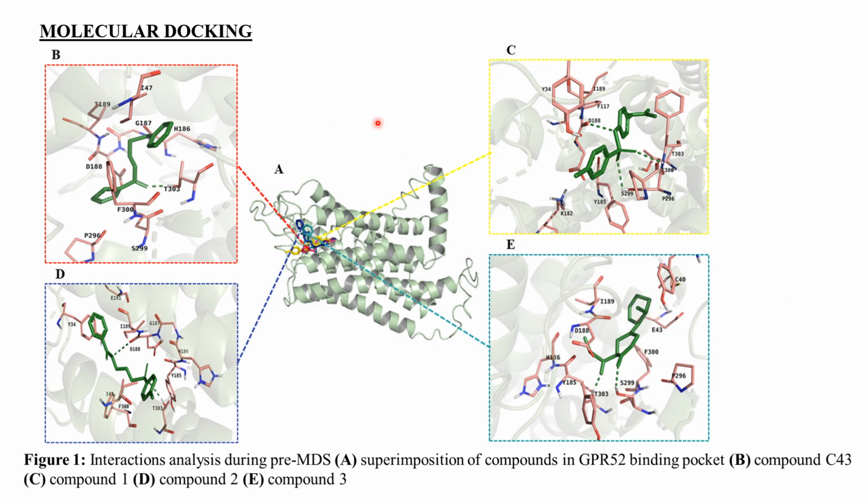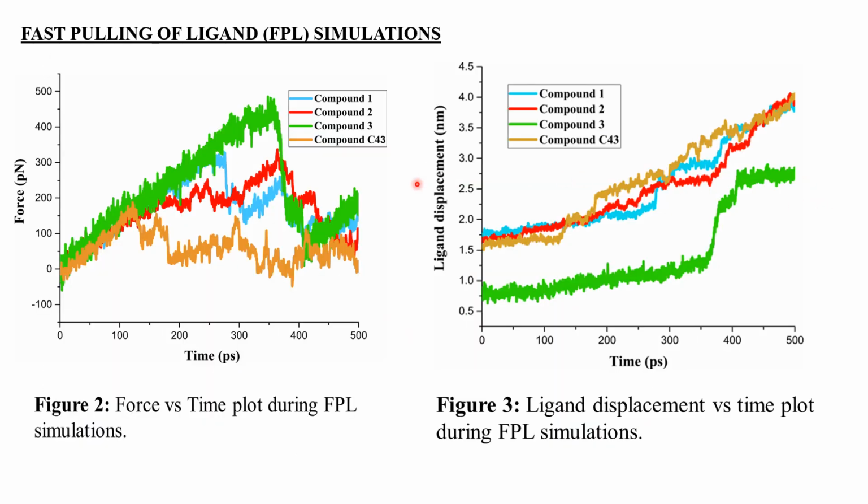Now coming towards the molecular docking, this is the interaction analysis figure during the pre-MDS stage. Figure A shows the superimposition of all the compounds in the GPR52 binding pocket. And figure B shows the interactions of compound C43, where we can see that it is forming hydrogen bonds with threonine 303, while compound 1, 2 and 3 are also forming hydrogen bonds in the same active pocket.